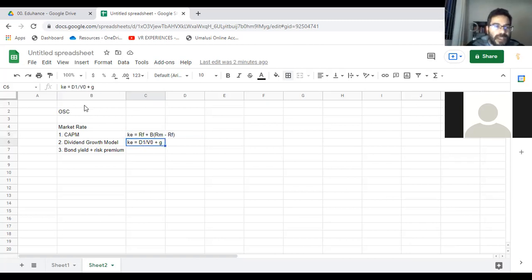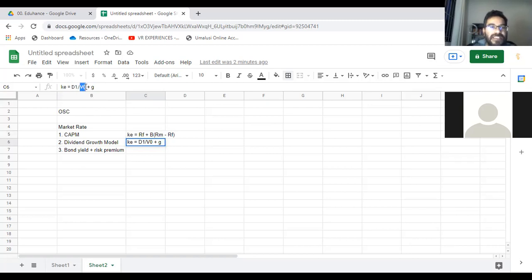Over here, D1 represents the dividend of the next period. So it's very important to ask yourself, are they giving you the dividend of the next period or the current dividend? The current dividend would be the dividend recently paid, or they'll call it current dividend. That is not the dividend of next year. You want the dividend of next year. So you must identify which dividend they are giving you.